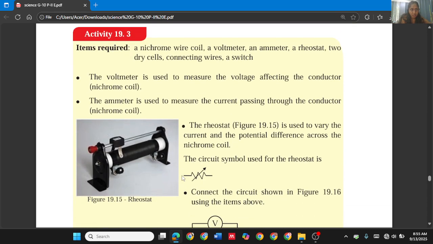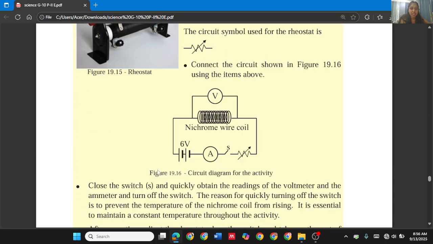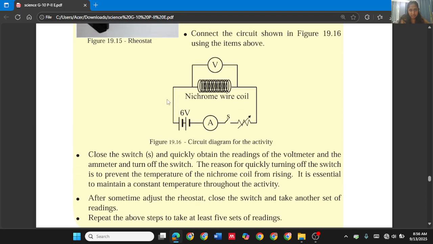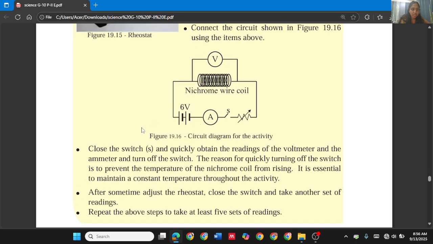Okay, so we came to this activity and you learned about the rheostat, and we didn't discuss the activity, but we discussed all the items included here: voltmeter, ammeter, switch, rheostat. Those are the cells which give that potential energy and initiate the current. So close the switch and quickly obtain the readings of the voltmeter and the ammeter and turn off the switch.